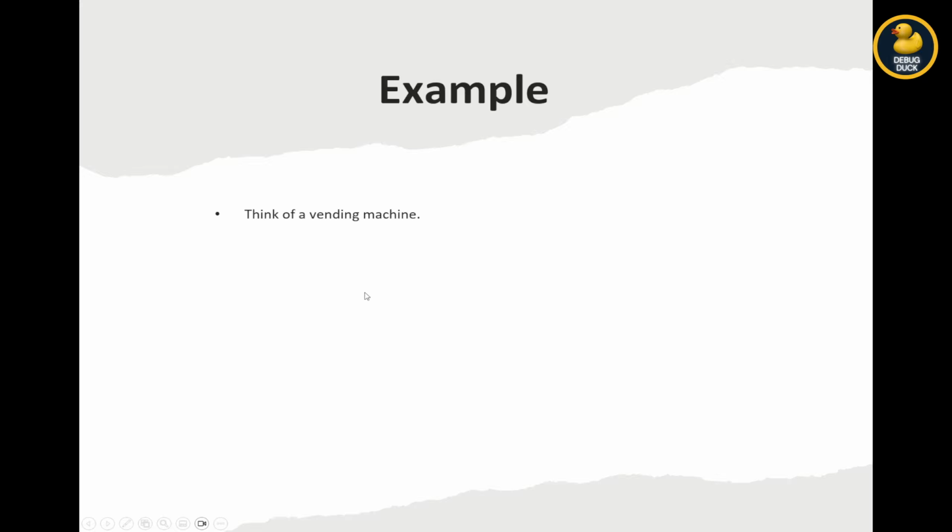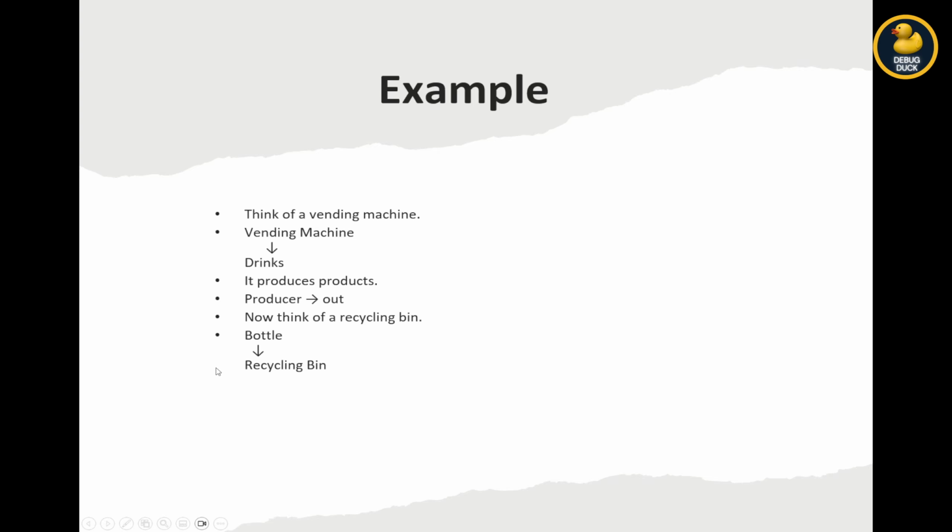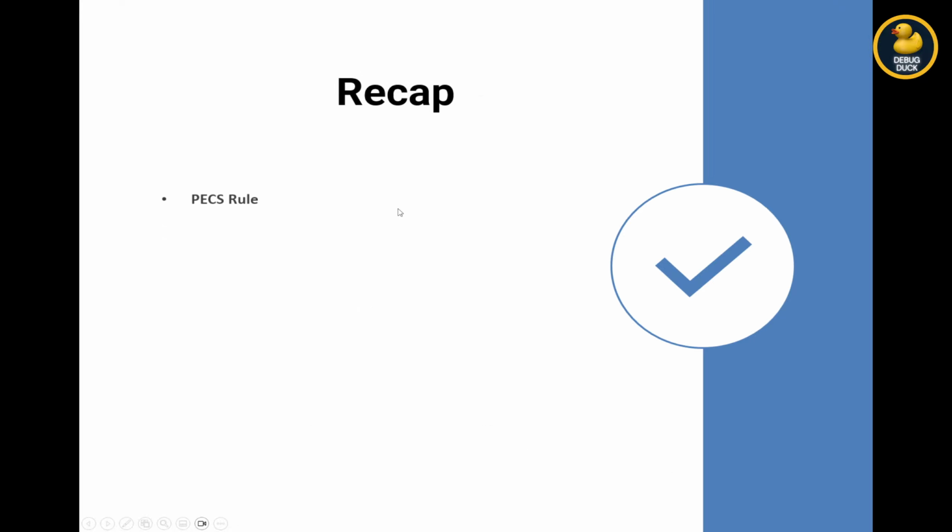Example: think of a vending machine. A vending machine has drinks. It produces a product, so producer equals out. Now think of a recycling bin. You put a bottle in the recycling bin, so it consumes items. Consumer, in. One gives things out, the other takes things in.